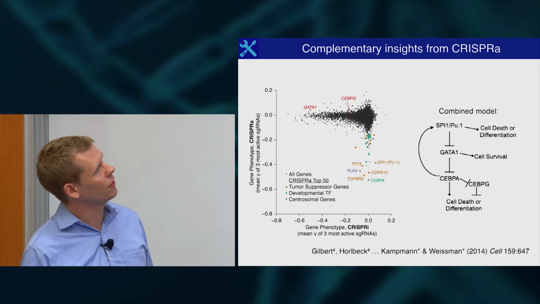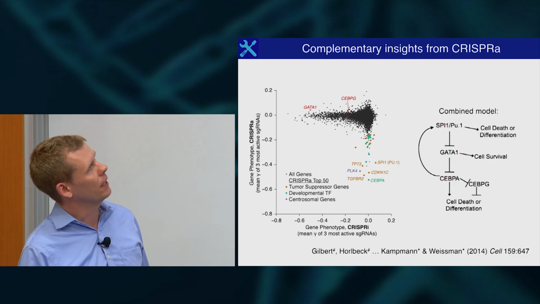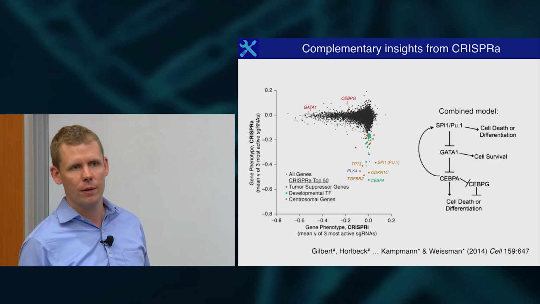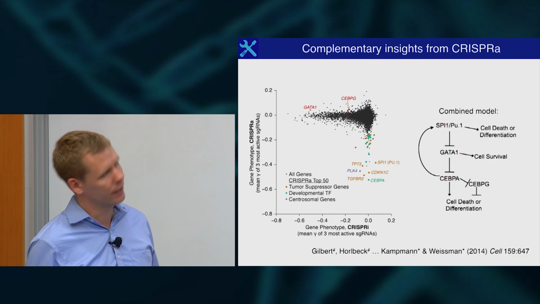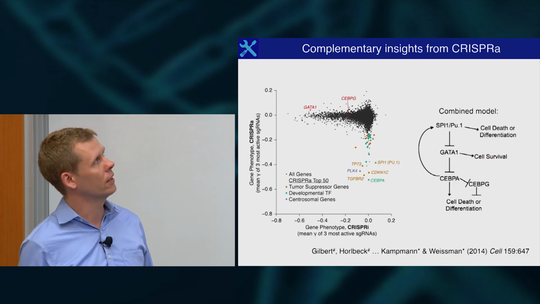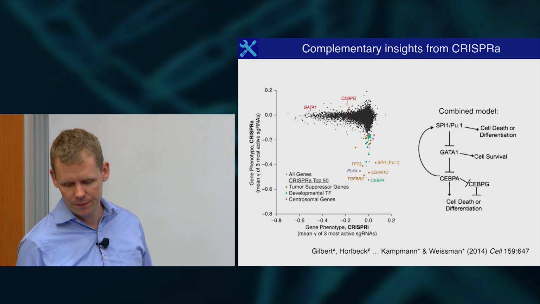I'm going to go over this in the interest of time, but basically, integrating loss of function and gain of function data, you can even puzzle together some pathways that have negative regulatory information. So you really learn additional and complementary things from CRISPR-A and CRISPR-I.